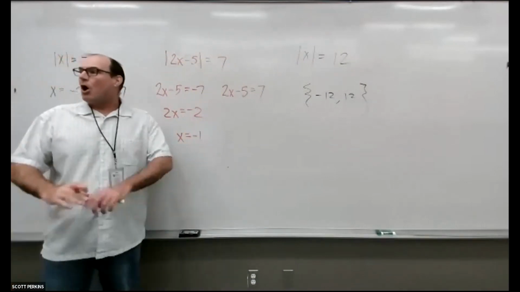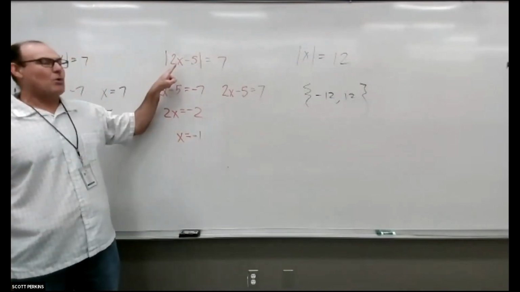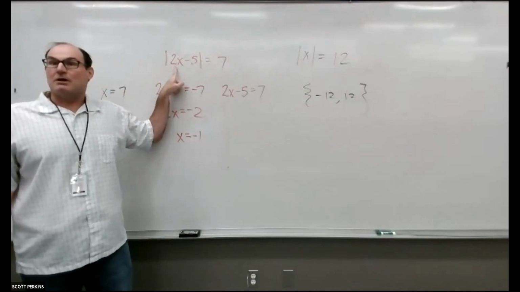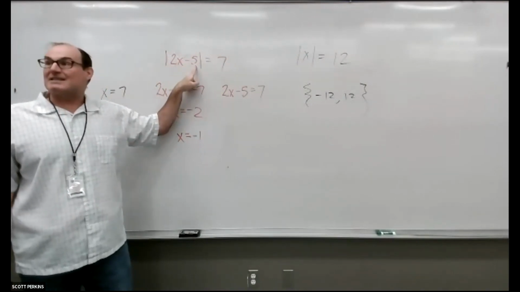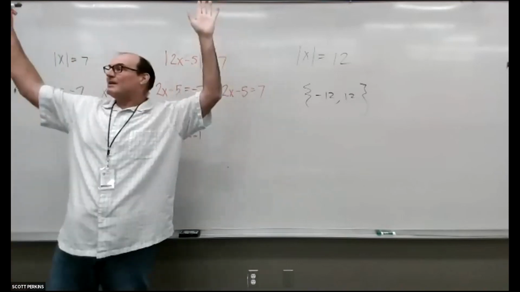There's my first answer. Always check, especially at first if you're not feeling certain. When I put negative 1 in here, what's 2 times negative 1? Negative 2. And then negative 2 minus 5 is negative 7. And the absolute value of that is 7, woohoo, we did it.